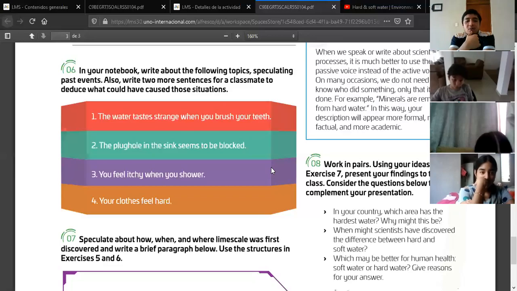And your clothes feel hard. Like, you know that, for example, when you're washing your clothes, at some point, maybe if you leave them dry under the sun, they may be really, really hard. How can you make a sentence in that one? Your clothes feel hard if you leave them under the sun to dry. Okay, your clothes might feel or could feel hard if you leave them under the sun for a long time, for example, to dry. Okay, perfect.